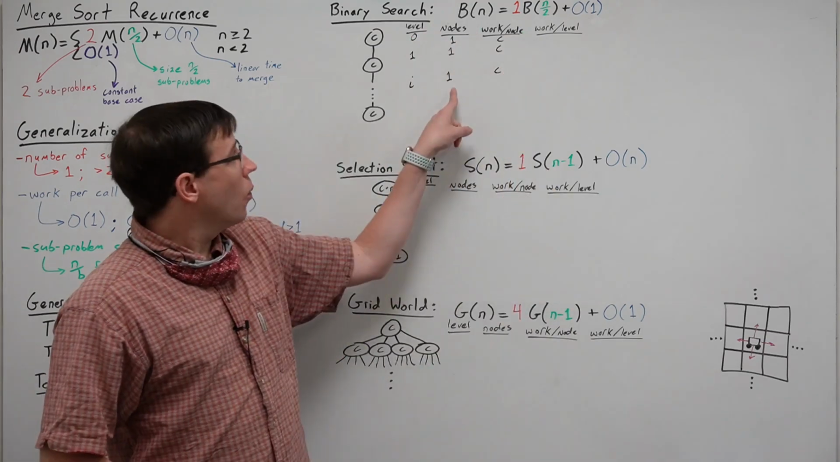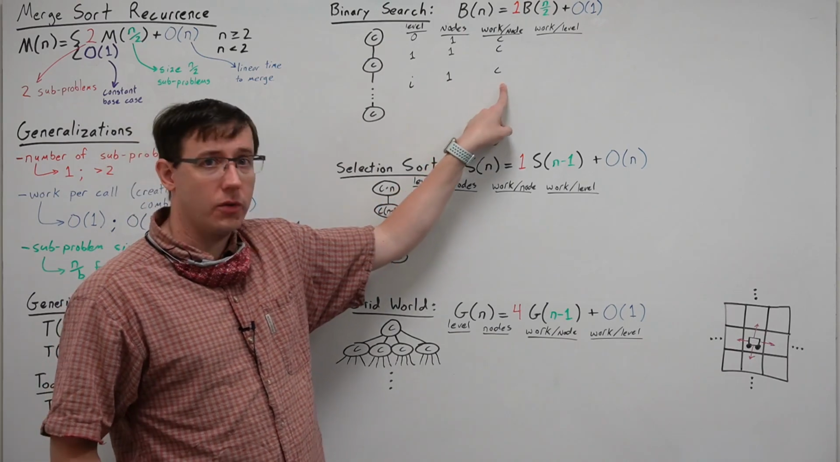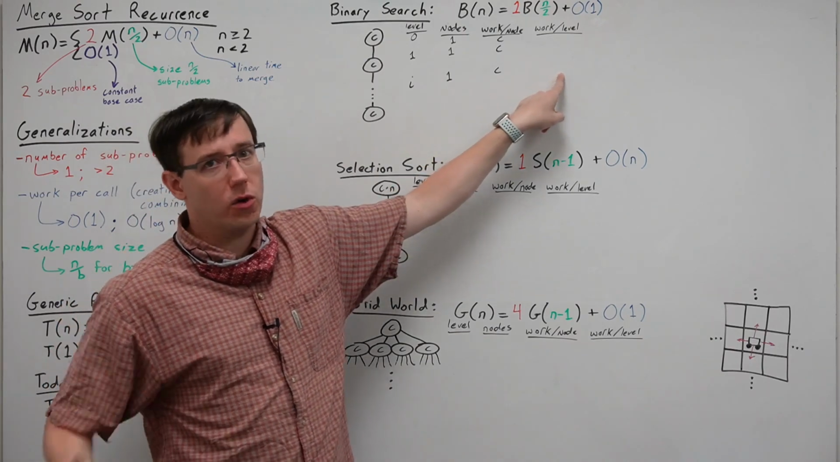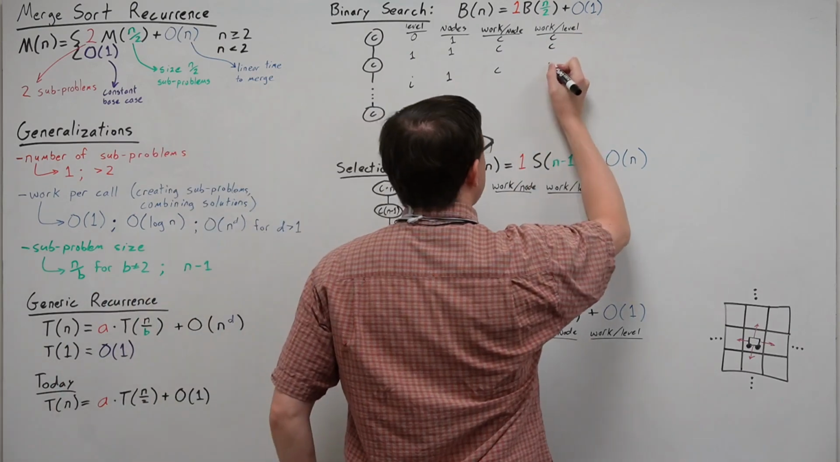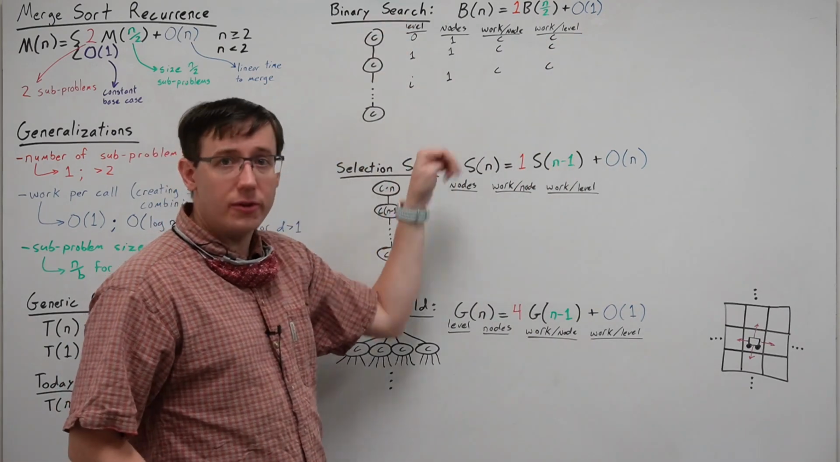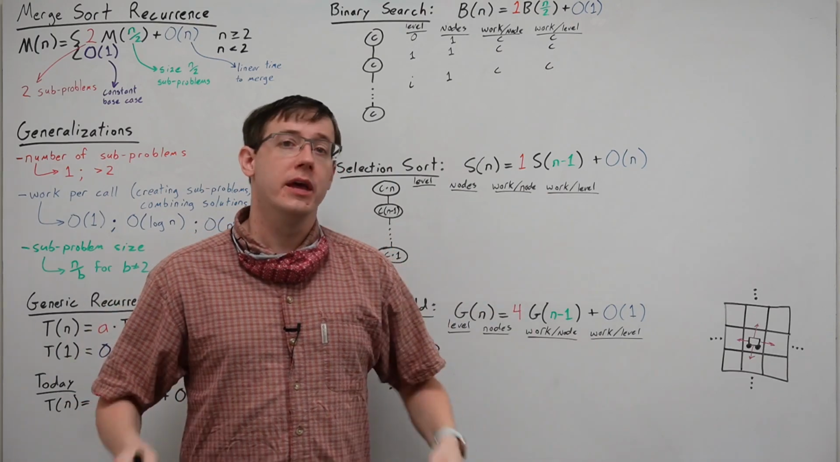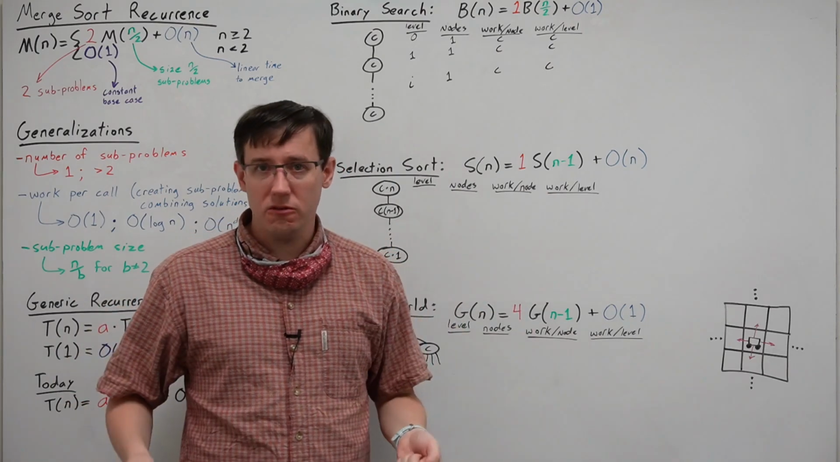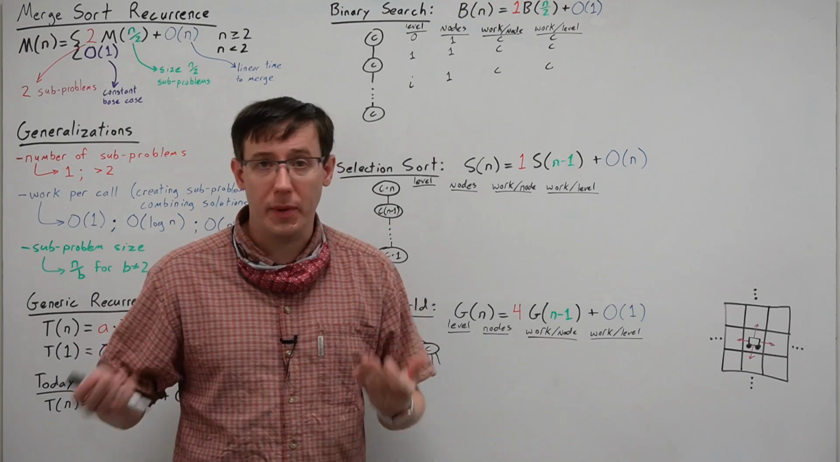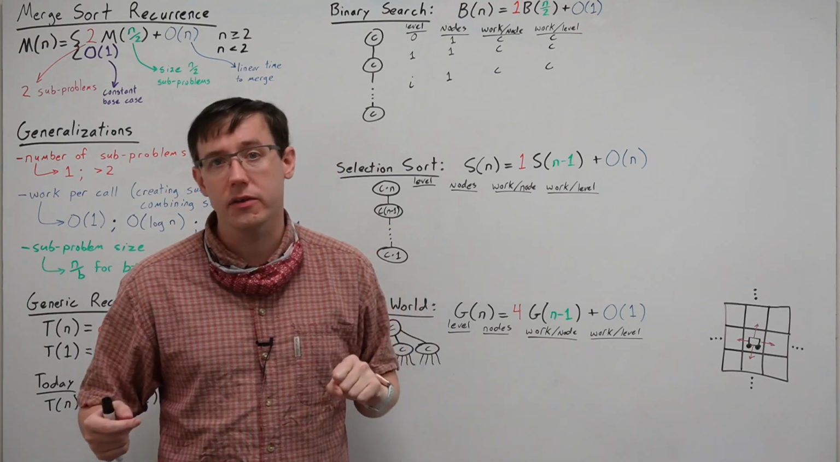And since there's one node per level and constant work per node, we also have constant work per level. And the number of levels is the number of times we have to split the array in half in order to reach the base case, and that's just log base 2 of the input size.